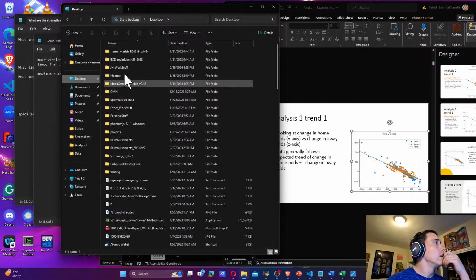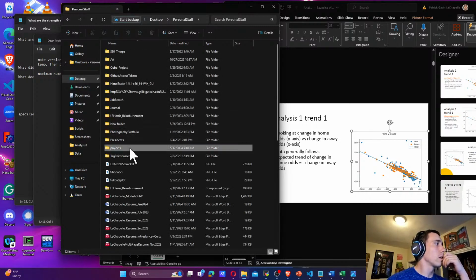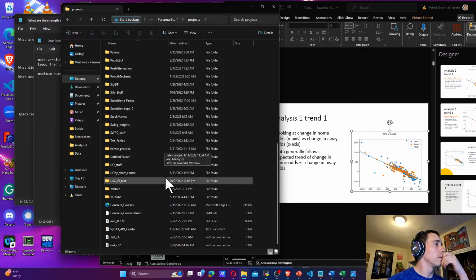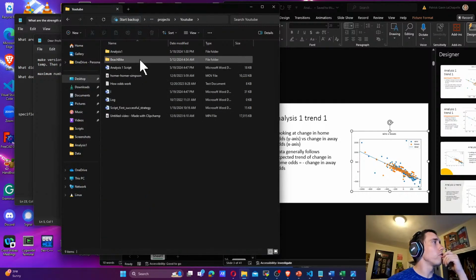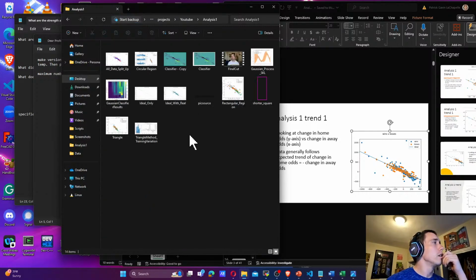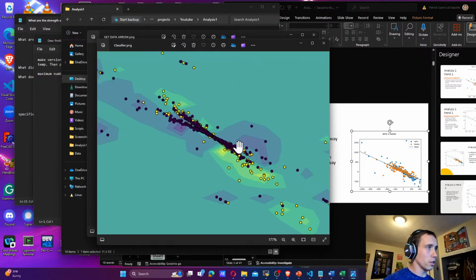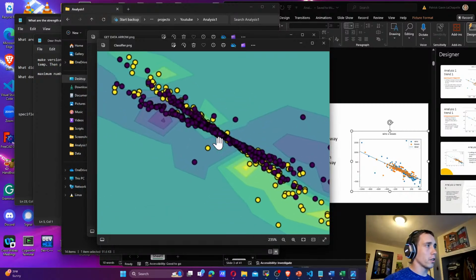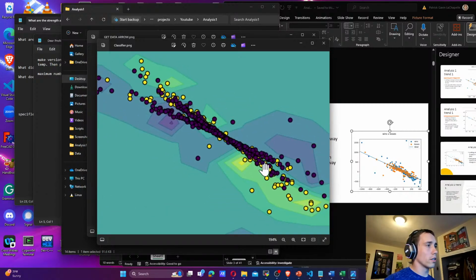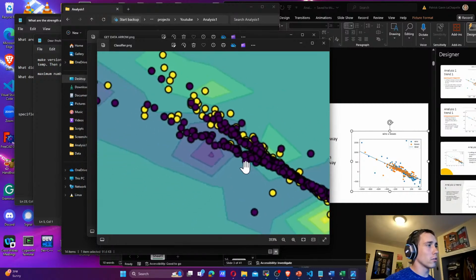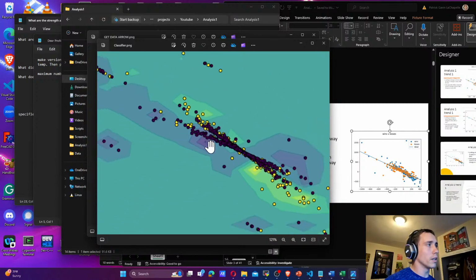So let's go back into that folder, the folder I was using to make that. So analysis 1, and if I look at the classifier here, I was looking at this because this is the thumbnail for my YouTube video. I was looking at this, and really it looks like there are these two different trend lines. And this trend line in particular really looks like it's all away teams.